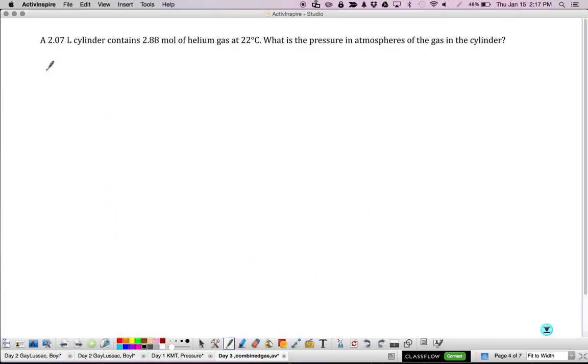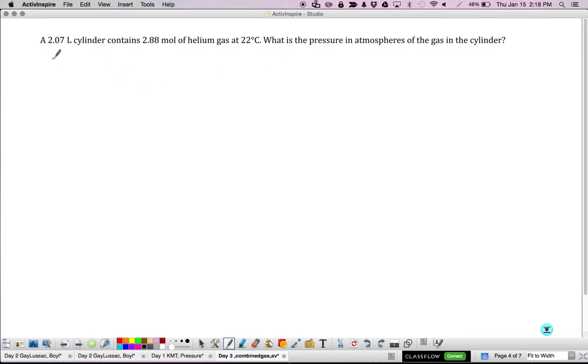All right. One of the ways that you can clearly identify an ideal gas law problem versus one of the other laws is that in an ideal gas law problem, everything stays the same. Okay? It's not you have a sample of gas and you're changing the conditions on the gas. It's just you have a gas under one set of conditions and you're trying to determine something about that gas. So let's take a look at this problem. I have a 2.07 liter cylinder containing 2.88 moles of helium gas. So it's helium gas at 22 degrees Celsius. What is the pressure in atmospheres of the gas in the cylinder?